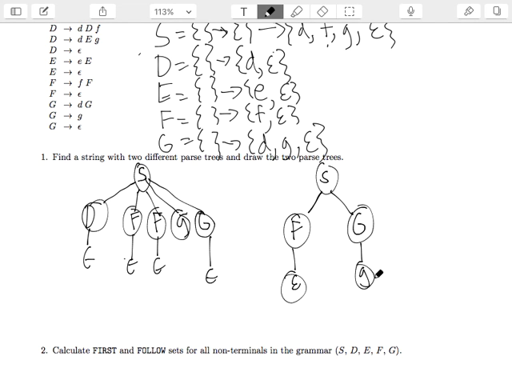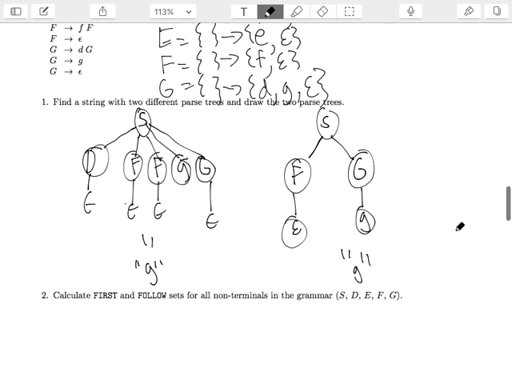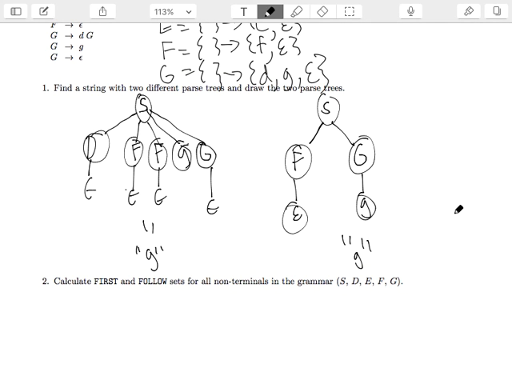So here we get the string G. Both get the string G. Okay, right, 2 different parse trees, same string. That's really easy. So a way to go about that, could you just take a parse tree for epsilon and see what you get?